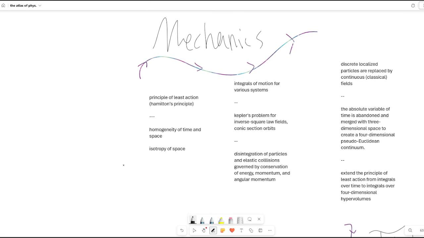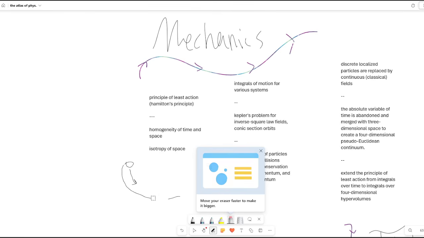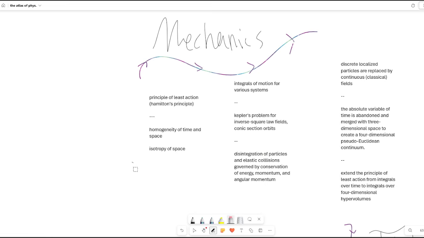If I were to draw some kind of curve and roll a ball down this particular slope, how do I parameterize the curve in such a way that the ball gets there in the least amount of time? That's really what this was. These are the kinds of problems that mechanics is all about. It's about systems.